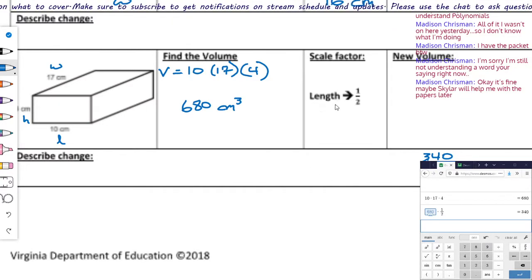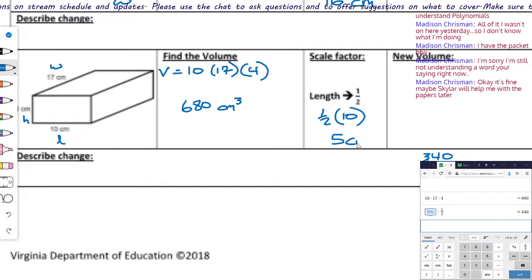So our new length, they want it to be half the original. So if our length was 10, and they want us to find half of that, it's going to go down by a scale factor of 1/2. Half of 10, so 10 divided by 2, or 10 times 1/2 is going to be 5, is going to be a new length.